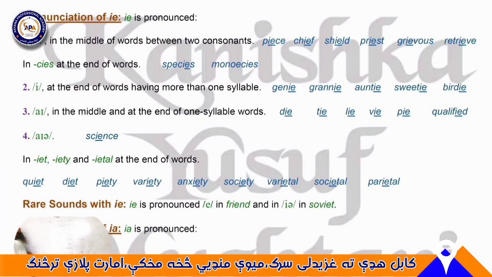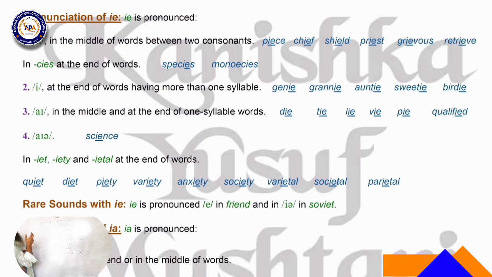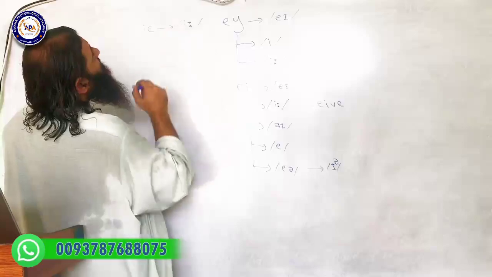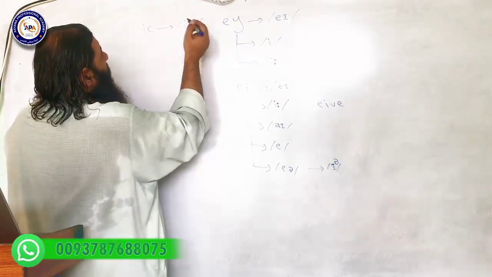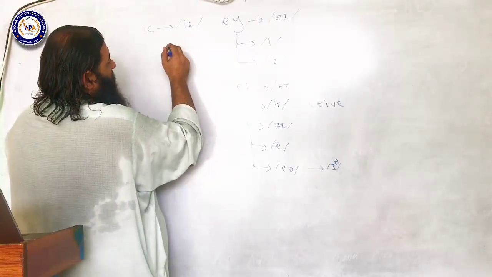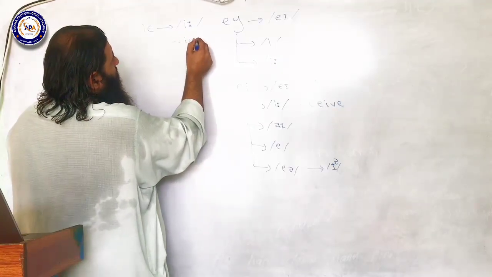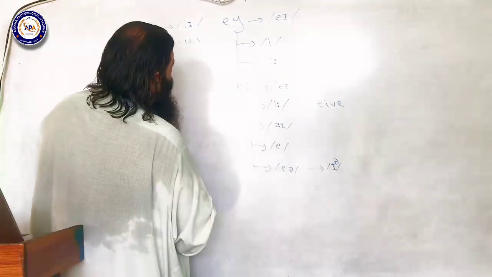And this sound can be given by IE in the middle of words between two consonants, like peace, chief, shield, priest, grievous, retrieve, etc. And a rule for IE and CIES at the end of words when C is pronounced sh. Now this is excluded from the rule we mentioned before.